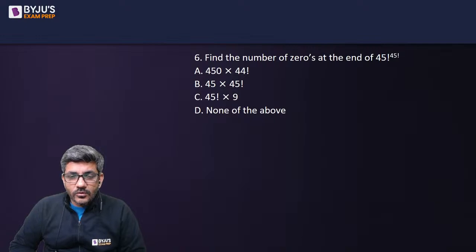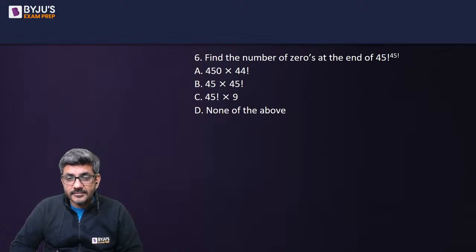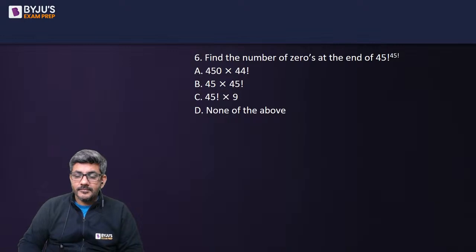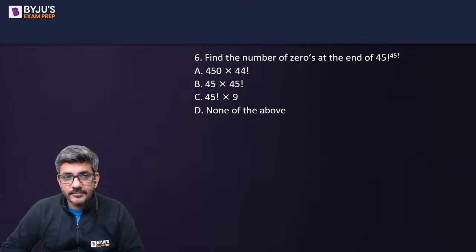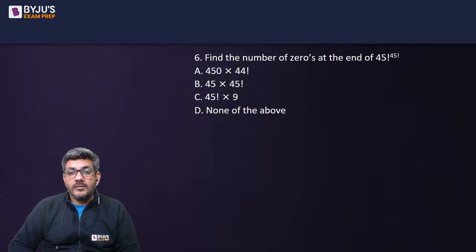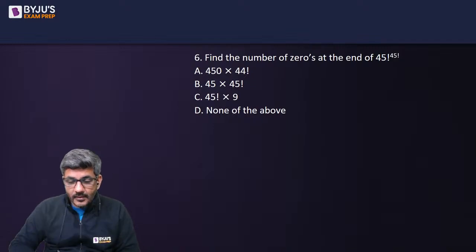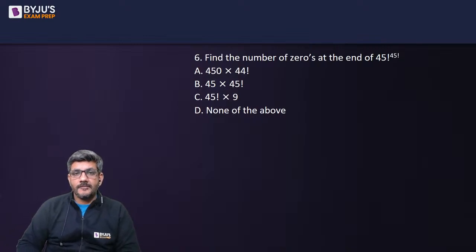Find the number of zeros at the end of 45 factorial raised to the power 45 factorial. Any answer? Number of zeros at the end of 45 factorial raised to the power 45 factorial.